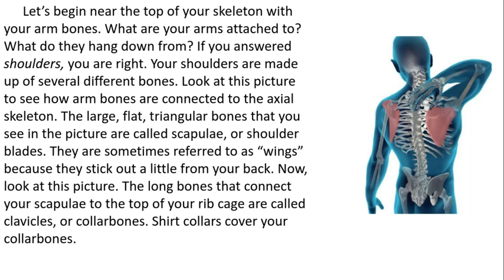Your shoulders are made up of several different bones. Look at this picture to see how arm bones are connected to the axial skeleton. The large, flat, triangular bones that you see in the picture are called scapula, or shoulder blades.